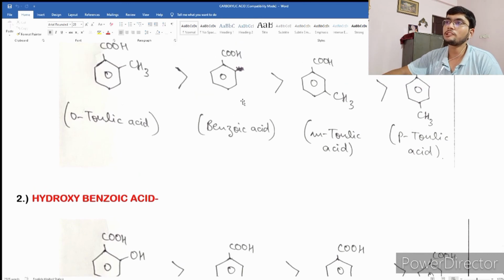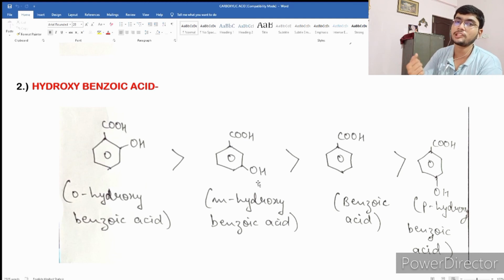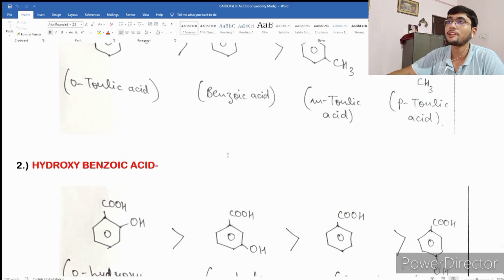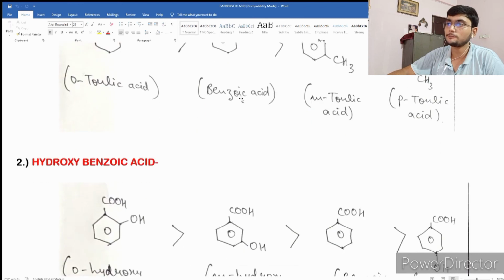The thing is, the methyl group is a plus I effect group. Along with the plus R effect, it is also a plus I effect group. So it will destabilize the conjugate base more as compared to this meta isomer, because in this meta isomer the hydroxyl group is a plus R effect group, but it is a minus I effect group, not a plus I effect group. It is a minus I effect group which stabilizes the conjugate base. So that's why in the hydroxyl case, the meta isomer is more acidic than the simple benzoic acid, whereas in the methyl case, the meta isomer is less acidic than the simple benzoic acid.